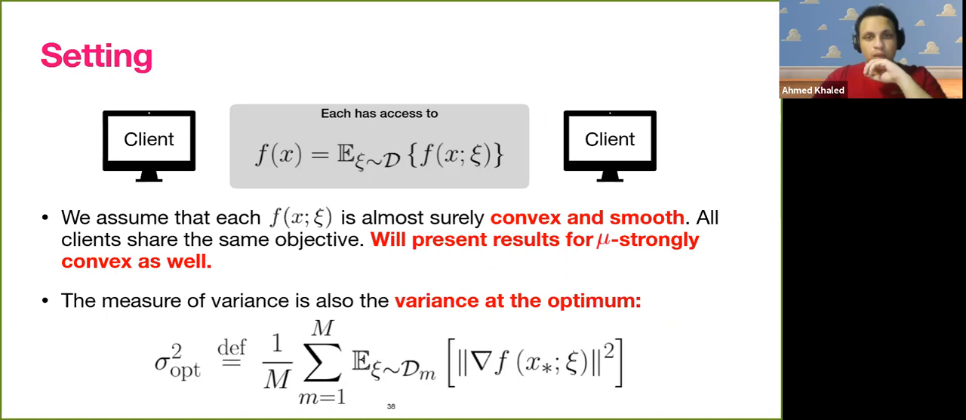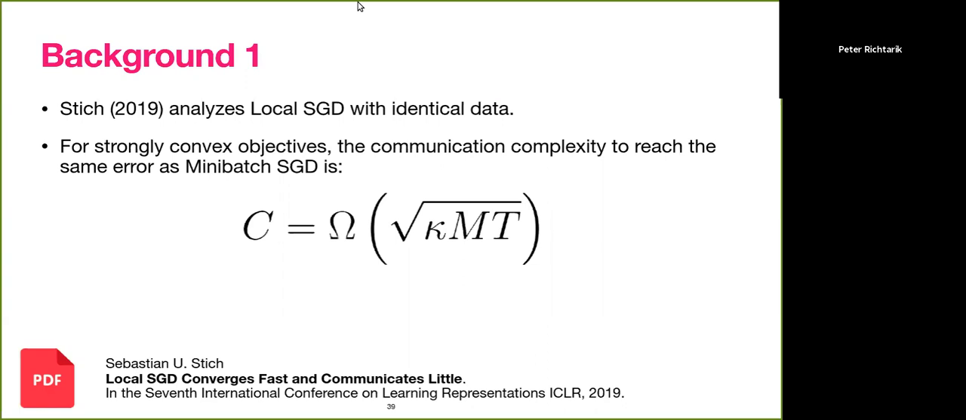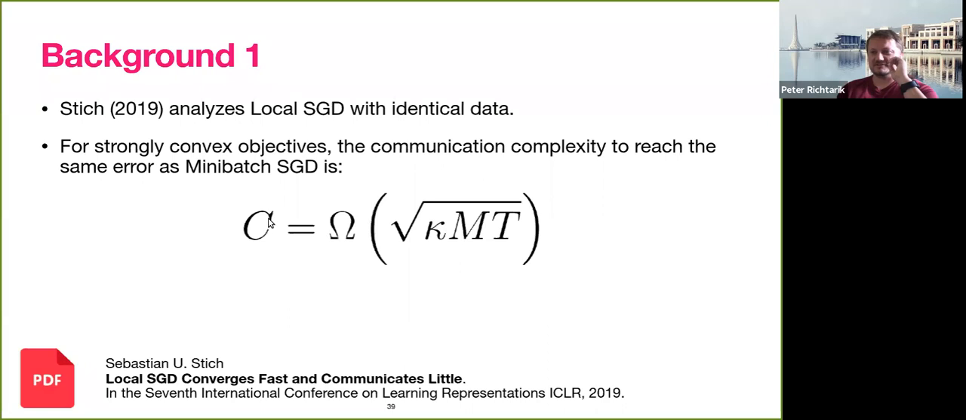All right, so there's this very nice paper that was pioneering in the analysis of this algorithm by Sebastian Stich, which is "Local SGD Converges Fast and Communicates Little". I want to say that Sebastian is here in the audience. Hi, Sebastian. How are you? I'm unmuting you. Just a hello. Hello. Yeah. Hey, hello. How are you?